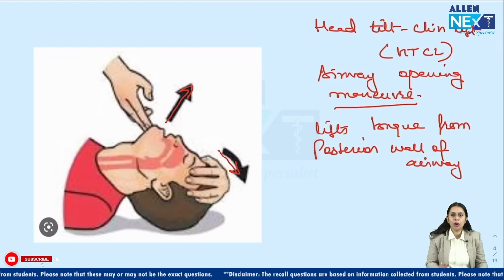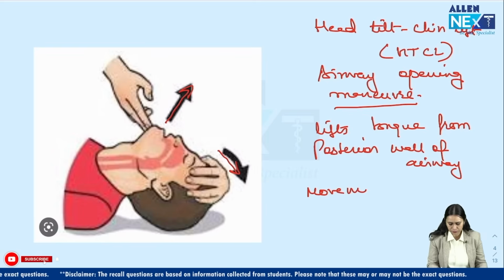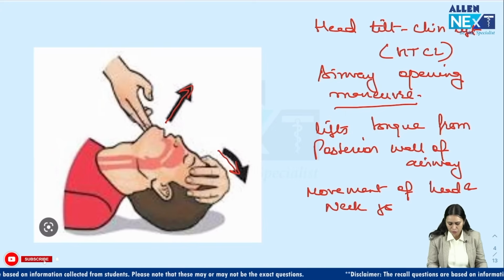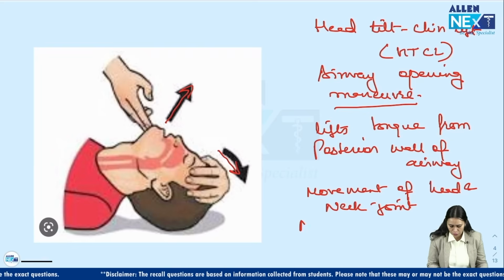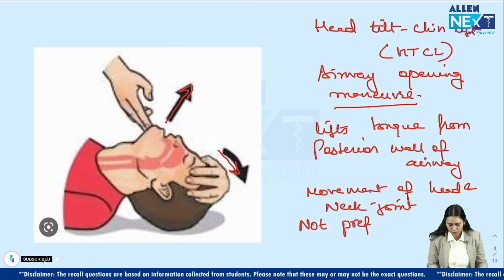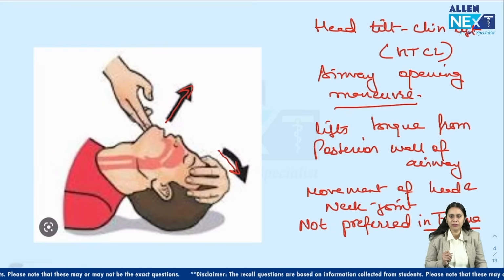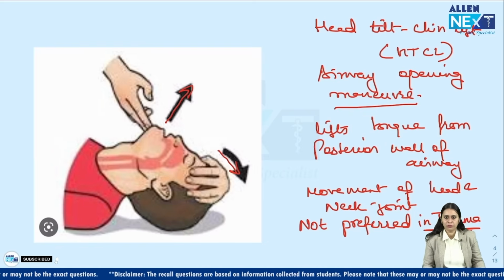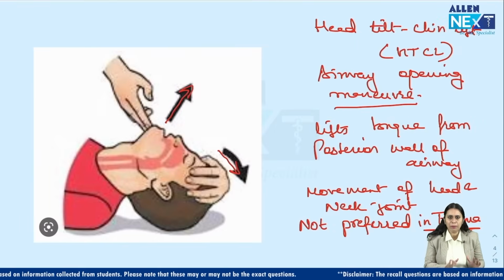What is the problem in this maneuver? There is movement of the head and neck joint. So in a trauma patient, we preferably do not do this maneuver. In a patient with cervical spine instability, we preferably do not do this maneuver. It is not preferred in a trauma victim. Got my point? Remember this. But compared to jaw thrust, this is a better maneuver.